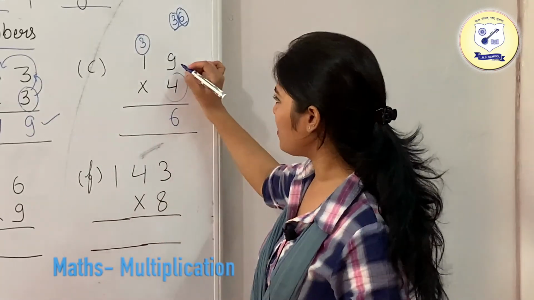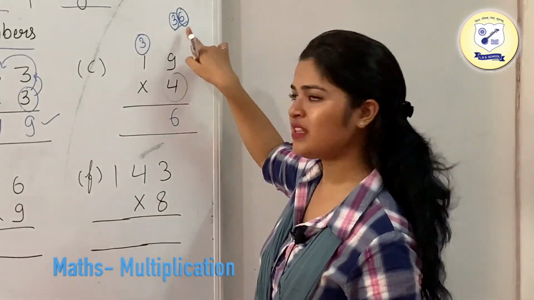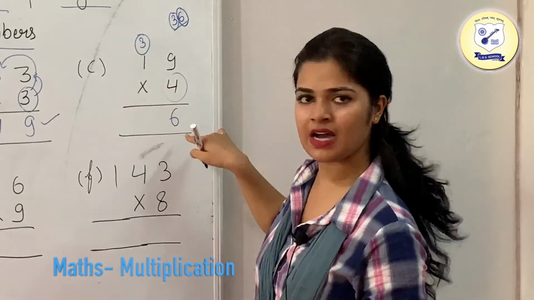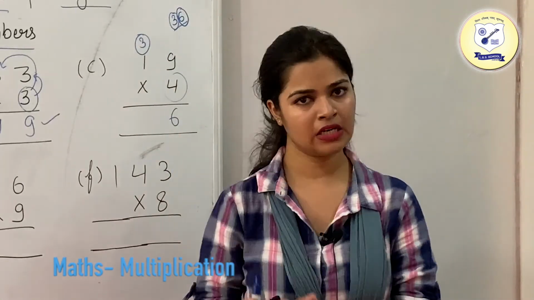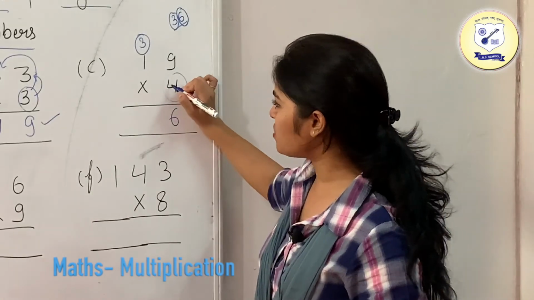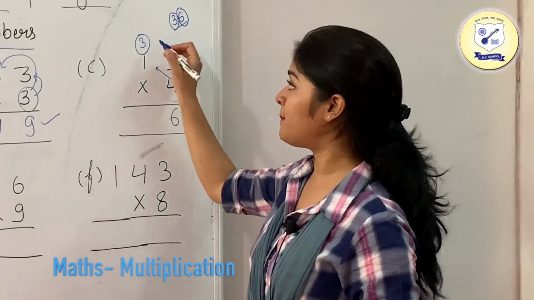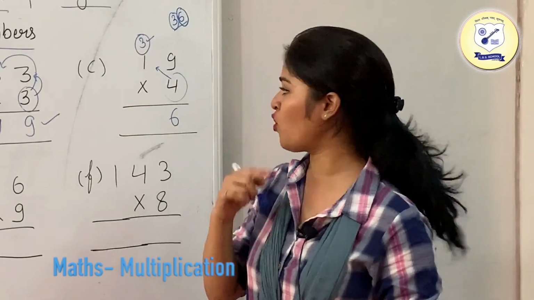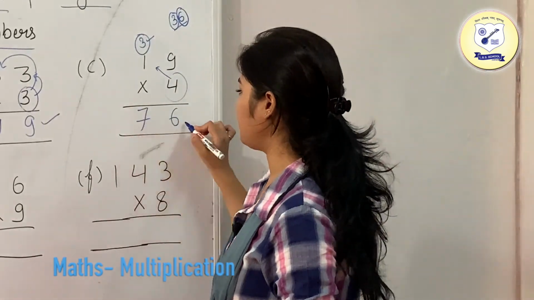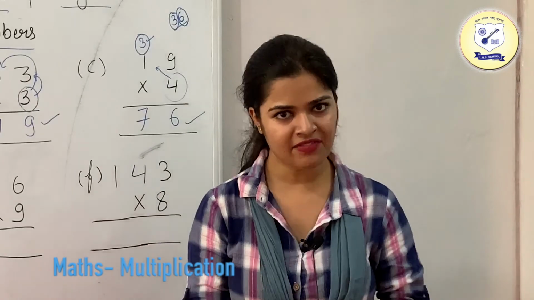Okay. So 4 9s are 36. Among this 36, I have kept 6 as the answer and have transferred 3 as the carry on the next number. Now just multiply this with the second number. So 4 1s are 4. 4 plus this carry 3, so 4 plus 3 is 7. So this is your answer, which is 76.